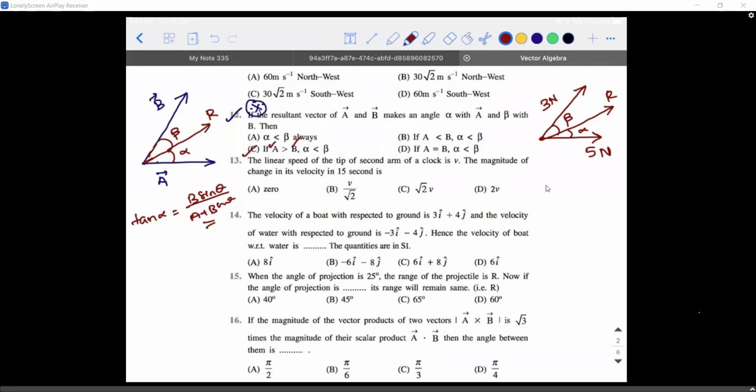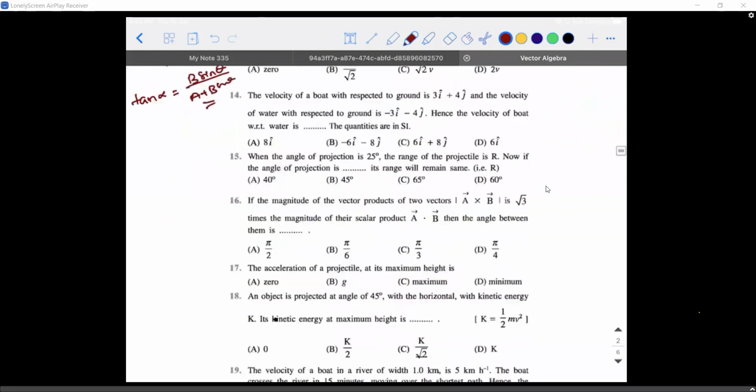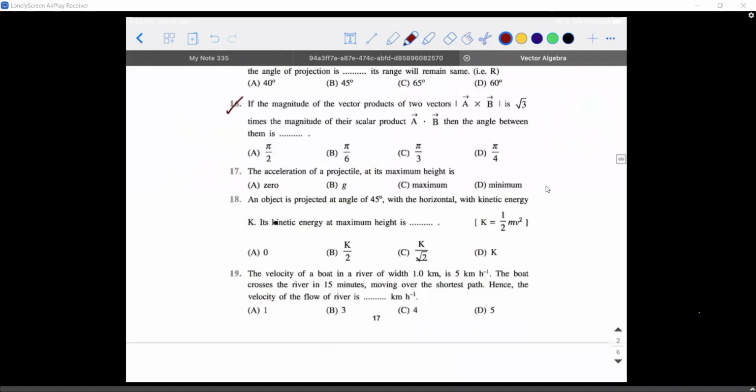So we'll move on to the next one. Oh, I think we can do the 16th also. 16th is also based on vectors. Okay, let's try this out. If the magnitude of the vector product of two vectors, A vector cross B vector, is root 3 times the magnitude of the scalar product, then find the angle between them.